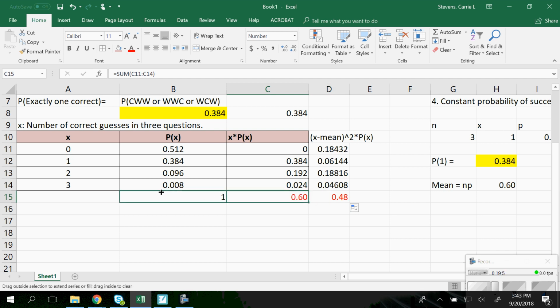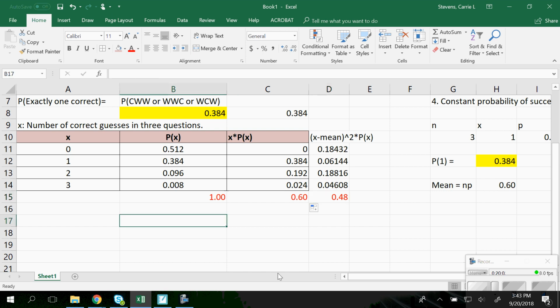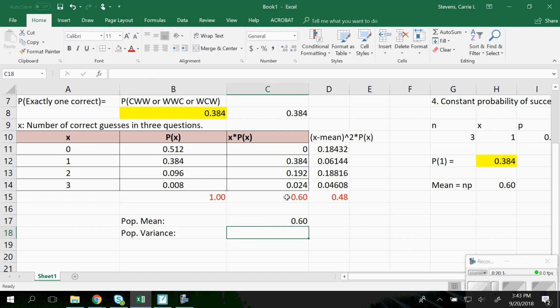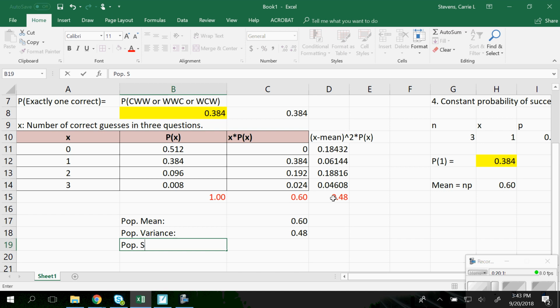and so this is my population variance. The population mean is this, the population variance is this, and my population standard deviation is the square root of this.